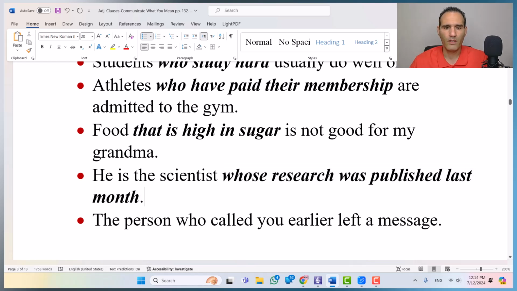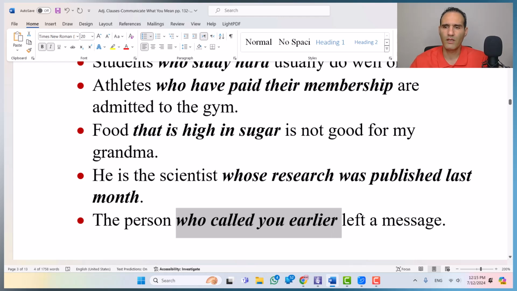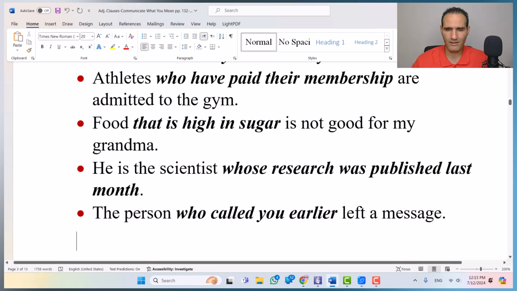No comma. The person who called you earlier left a message. So without this, the person left a message. Which one? We are modifying the noun before. Necessary adjective clauses, without commas.